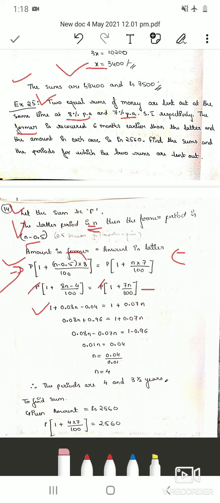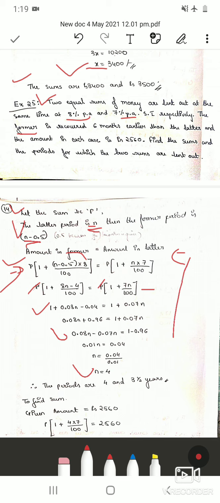Take the common terms towards one side. It will be 0.08n minus 0.07n is equal to 1 minus 0.96. So you try the simplification, you will get n as 4. Therefore the periods are 4 and, so here the other one is n minus 0.5, that is 4 minus 0.5 is 3.5 years. So we have found one unknown quantity, that is period. So the latter period is 4 and the former is 3.5 years.